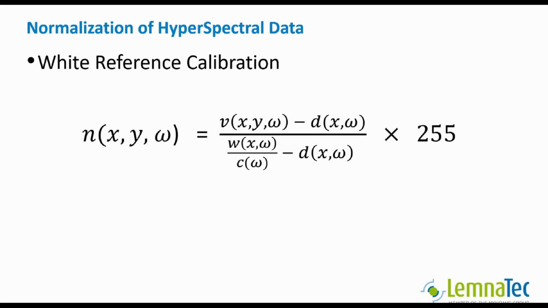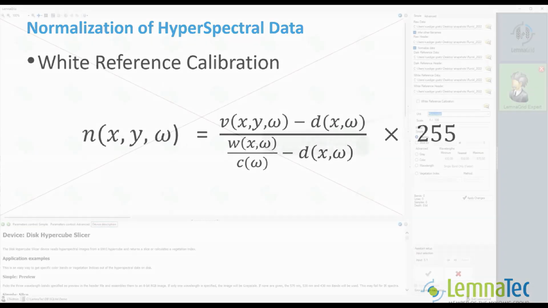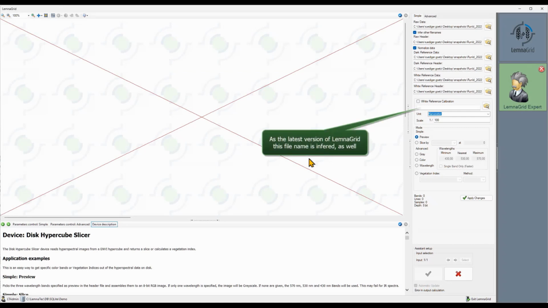But now get back to LemnaGrid. If the optional white reference calibration file, named white CSV, is available, you may activate the white reference calibration here. In the example data, we do not have a white CSV file, so we leave it unchecked. With the data file selected and all relevant checkboxes selected, we can load this file by pressing the Apply Changes button.